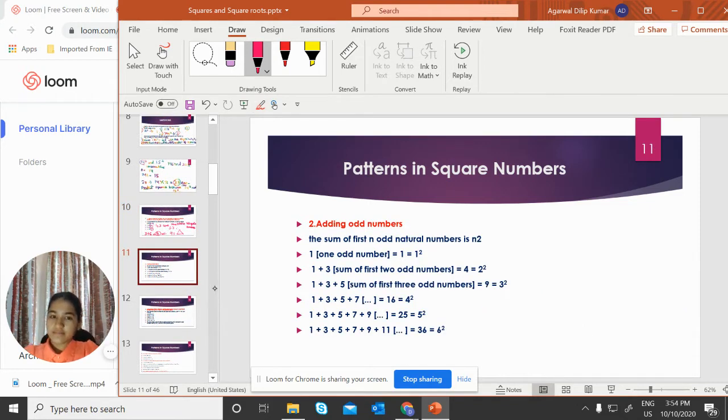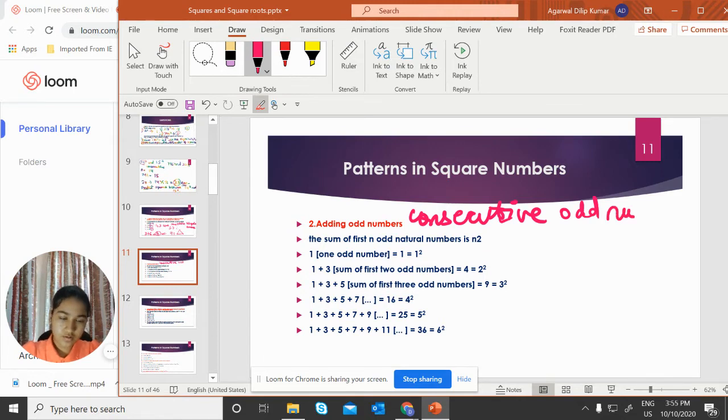Let's go with the second pattern: adding odd numbers. The sum of the first n odd numbers is equal to n squared. 1 is an odd number, 1 squared. 1 plus 3, they are consecutive odd numbers. Consecutive is a very common word which I used in the last class. It means next to next.